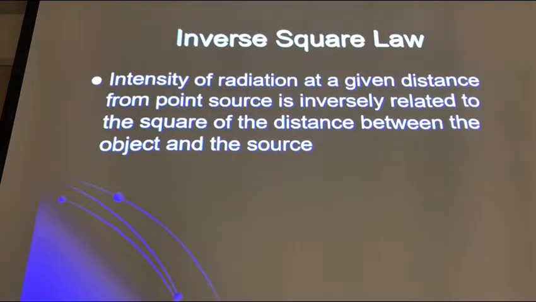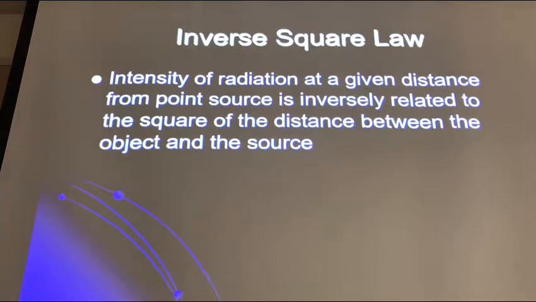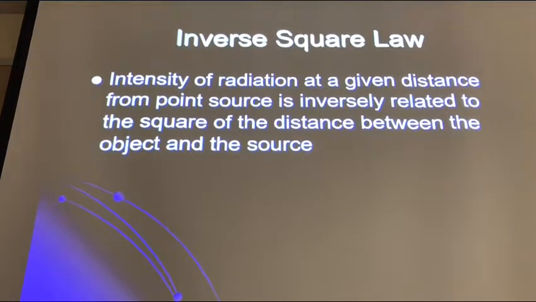So this takes us to the inverse square law, right? That we already studied. So let's take a look at it again. The intensity of the radiation at a given distance from a point source is inversely related to the square of the distance between the object and the source. Basically, in simple terms, if I double the distance from the source, then the intensity will go down by 4. And vice versa. If I halve my distance, then the intensity will go up by 4.